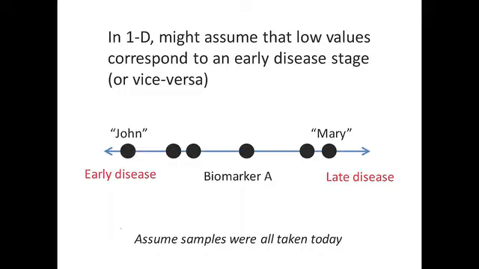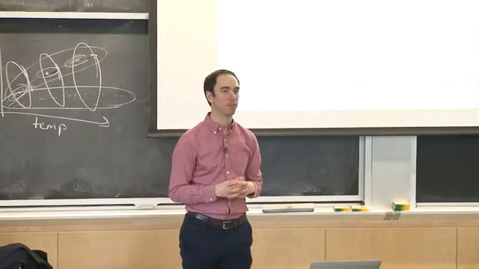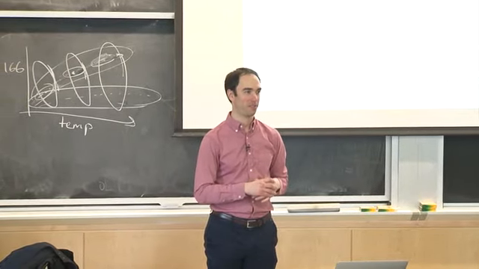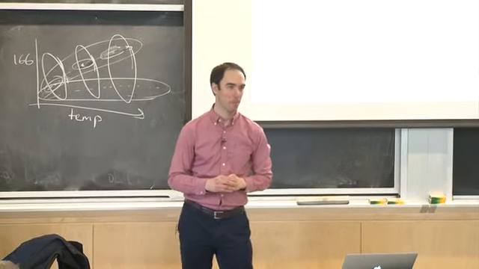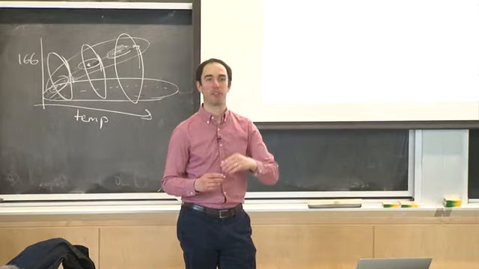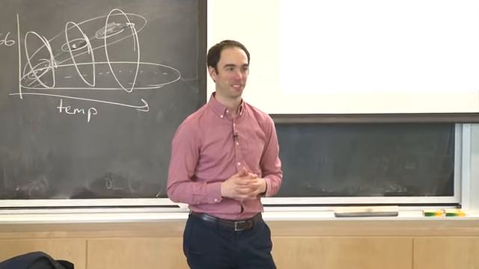And you might conjecture that maybe on one side of the line, this is the early disease. And on the other side of the line, maybe that's the late disease. Why might that be a reasonable conjecture? What would be an alternative conjecture? Why don't you talk to your neighbors and see if you can come up with some alternative conjectures?